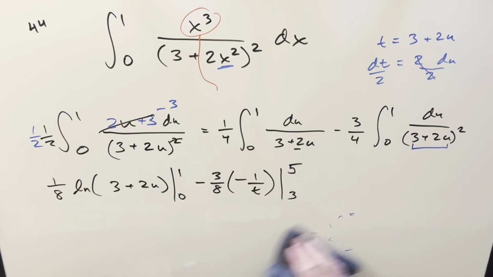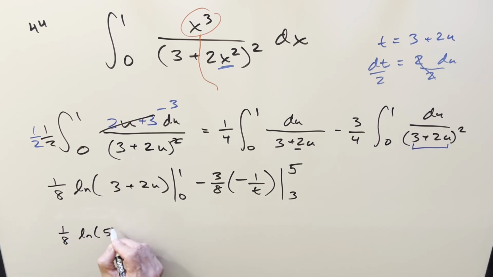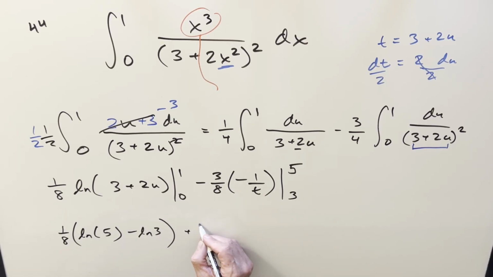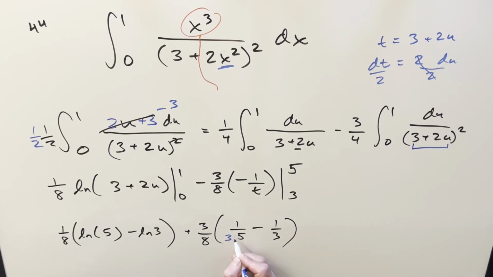Now let's see if we can pull it all together and finish it. When we plug in 1 for this first part, we're going to have 1/8 natural log of 5. For the second part, you plug in a 0, and we have natural log of 3. Then here, minus times minus is plus. We have 3/8 in front. Plug in 5, we're going to have 1/5 minus 1/3. Get a common denominator on this fraction, multiplying 3 over 3 and 5 over 5. So this piece right here is going to become minus 2 over 15.